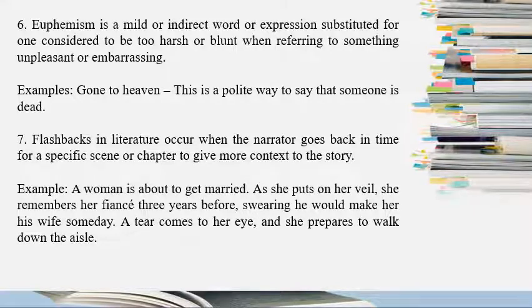Number 7 is flashbacks. In literature, it occurs when the narrator goes back in time for a specific scene or chapter to give more context to the story. Example, a woman is about to get married. As she puts on her veil, she remembers her fiancé 3 years before, swearing he would make her his wife someday. A tear comes to her eye and she prepares to walk down the aisle. So it is like the lyrics of the song Beautiful in White. That is flashback.